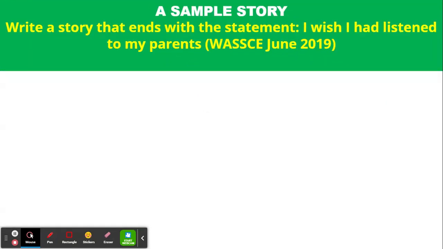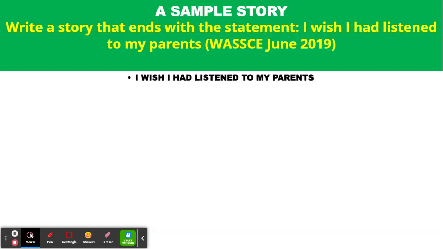Now, this brings us to a sample story. Let's now write a story based on this past WAEC question. Write a story that ends with the statement, "I wish I had listened to my parents." This is taken from the West African Senior School Certificate Examination of June 2019. How do we write this type of story?